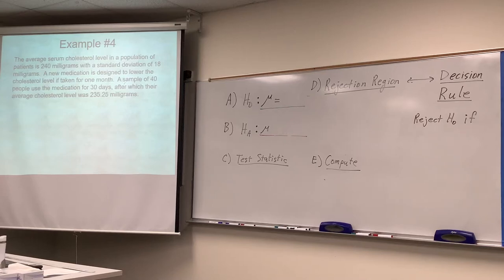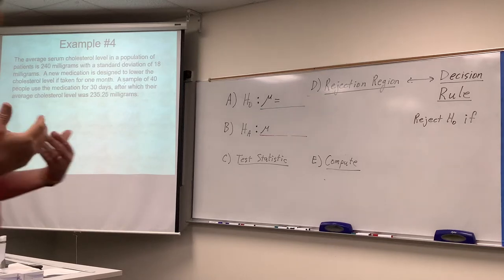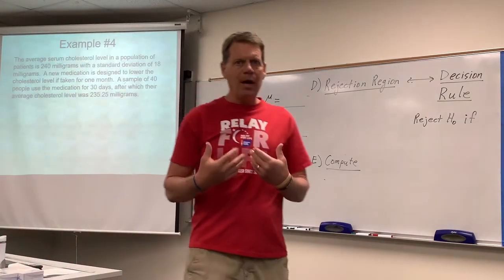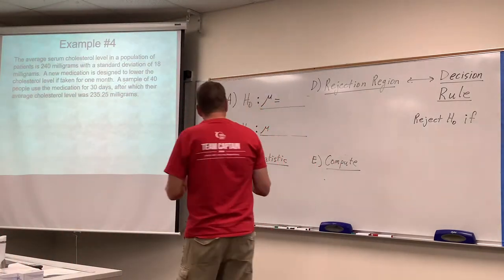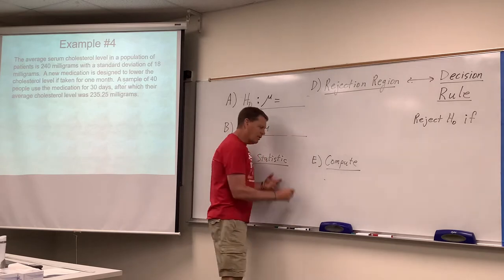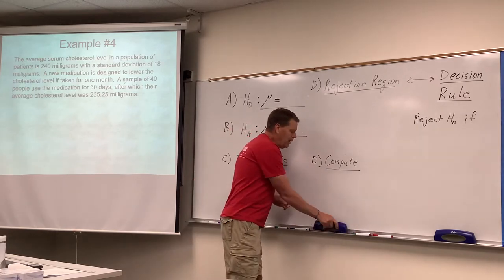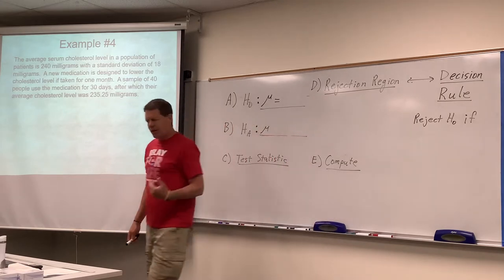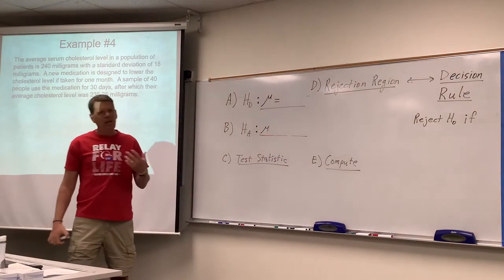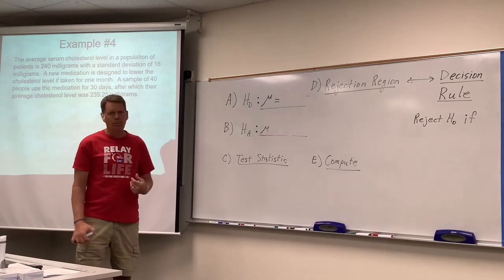Here is example four, performing a hypothesis test involving a population mean. And there are two parts to this, A and B. We'll work them together here. This is my attempt at explaining and showing how important the level of significance can be in determining your interpretation.